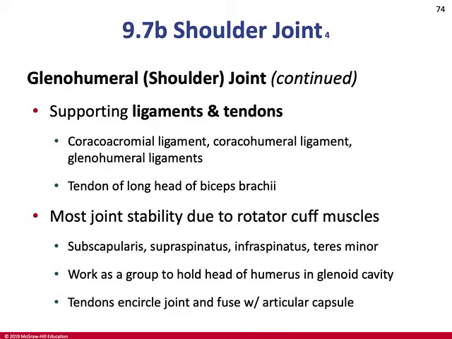The supraspinatus lies in the supraspinous fossa and runs over the top of the shoulder and attaches to the proximal humerus. The infraspinatus runs from medial to lateral across the back of the shoulder and attaches to the proximal humerus, and the same for the teres minor.